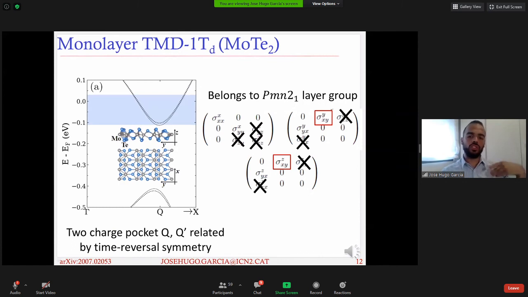So if you go to a two-dimensional material, so you take this 3D bulk material and lower it to two dimensions, then you find that all the vertical elements are forbidden, and that you have only two directions allowed for the spin current, which are perpendicular to the charge current. Also, we did a band structure calculation, and we found that this material in this particular geometrical phase has two charge pockets that cross the Fermi level, located at two special points, Q and Q prime, that are related by time reversal symmetry.